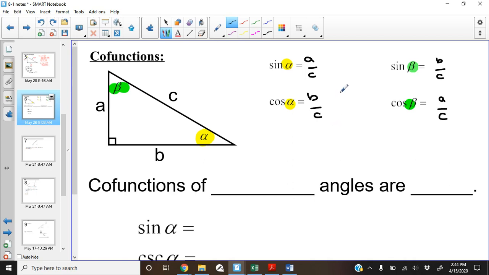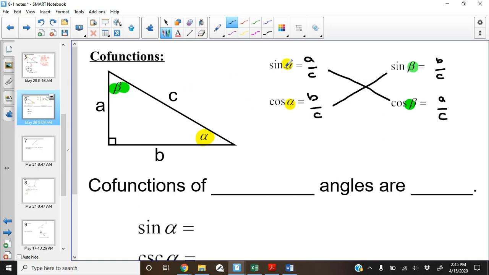Now, what I hope that you notice is that sine of alpha and cosine of beta ended up being the same thing, even though these were just arbitrary values. They're A, C, B, those are just variables, right? So it doesn't matter what is plugged in for them. And then cosine of alpha and sine of beta are going to also be identical.